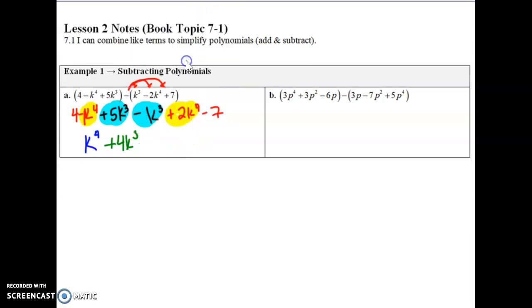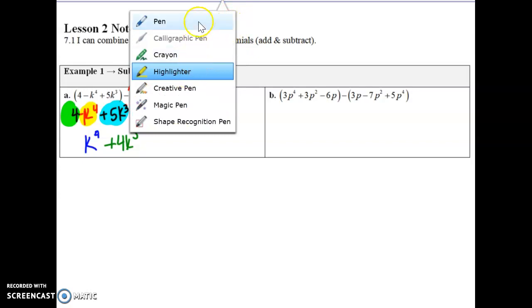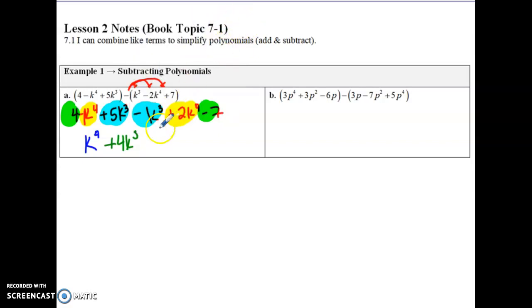And then I can combine my 4 and my minus 7. So 4 minus 7 gives me negative 3. Okay, so again, the only difference is that we need to distribute the negative if there is a minus sign in between the two terms. So first group stays the same. Second group, it changes all of their signs.